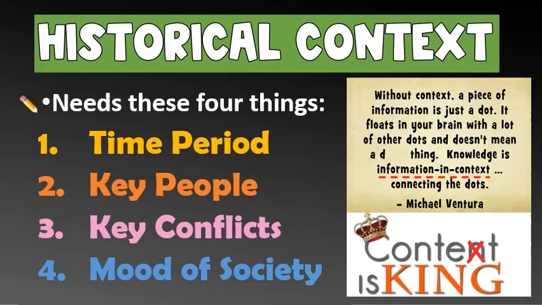Right now we have economic issues in our society. We're not doing as well as we were before. How is that impacting the historical context that we're living in? So those 4 things, time period, key people, key conflicts, and mood of society, are going to help you understand the historical context and the events within them a little bit better.